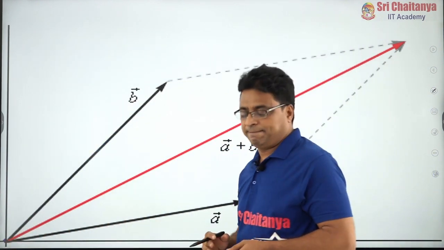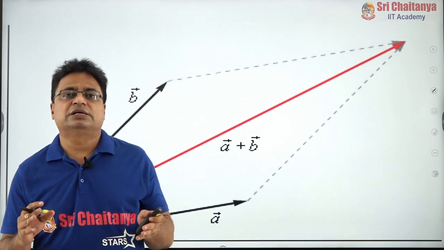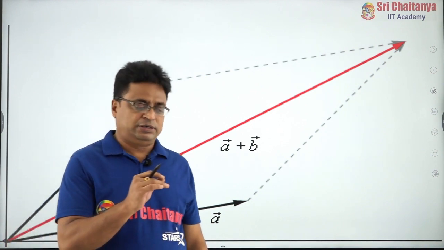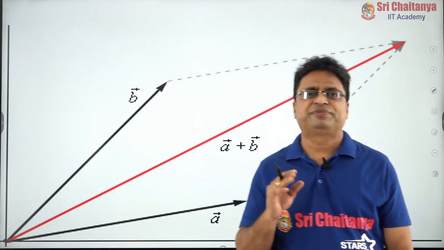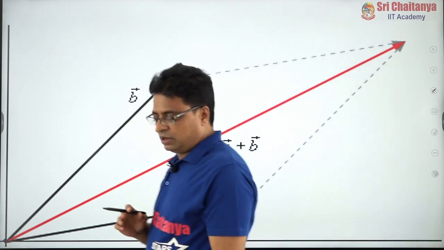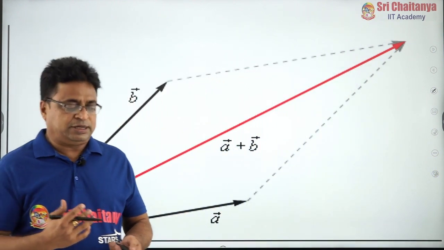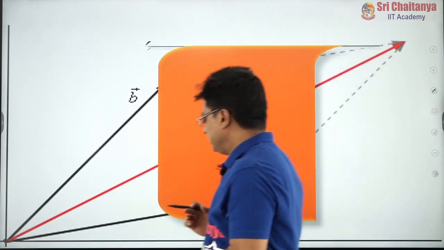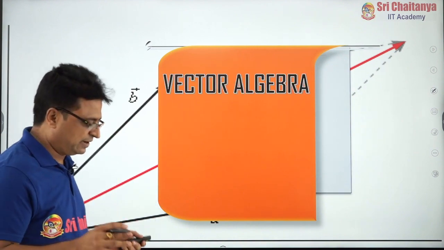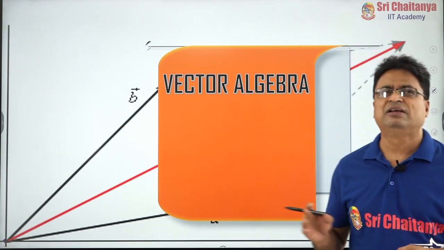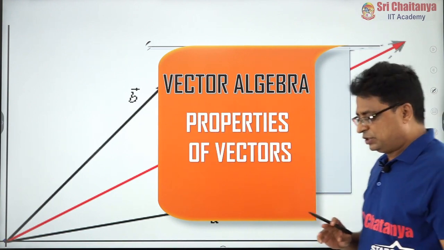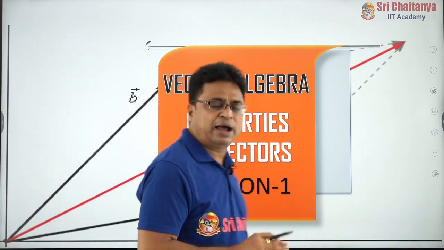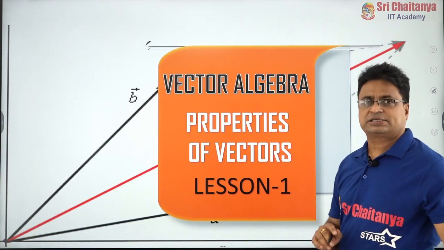Recently we have completed the detailed lesson of complex numbers, which is very important for JEE Mains, Advanced and board examinations also. After complex numbers, the immediate important topic is vector algebra. Here in vector algebra, I have divided the entire vector algebra into nearly 20 to 25 lessons. Today, this is lesson 1. Through this lesson 1, I am particularly concentrating on properties of vectors.